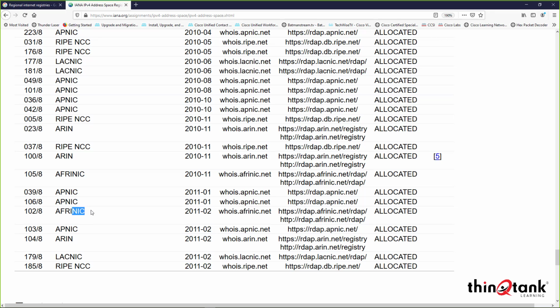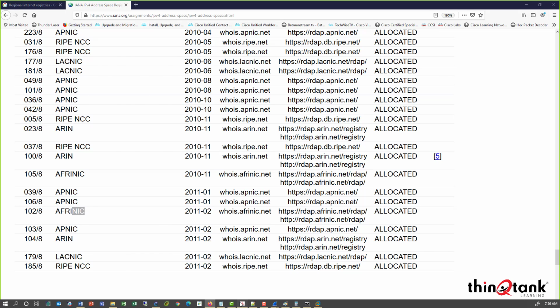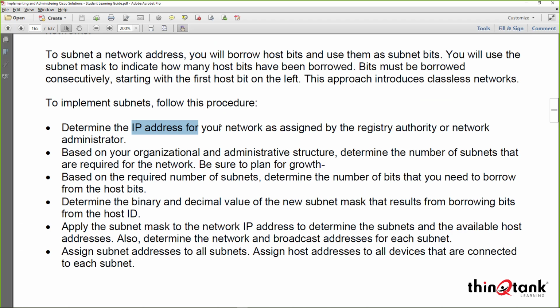So when they say in the book here, they're referencing this idea of determine the address for your network as assigned by your registry authority. That's what they're talking about. Does that mean that you can only subnet public addresses? No, it doesn't. You can subnet internal private addresses as well, and we do that all the time. So I don't know that this bullet point is really that critical, because again, you can subnet any kind of address. It doesn't matter if it's private or public.